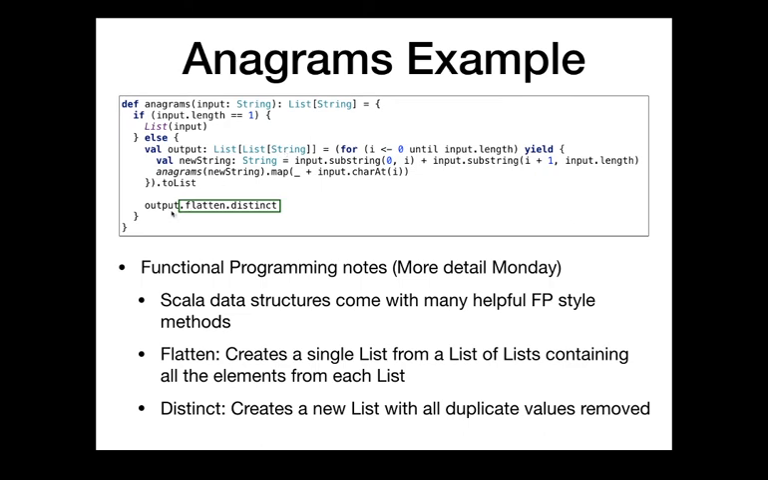Well, in Scala, I just take my list of strings. Flatten is going to convert that into a single list of strings with all of the values from all of the inner lists. It literally flattens this two-dimensional data structure into a one-dimensional data structure. And then distinct removes all the duplicates. Any duplicate values are gone after I call distinct.